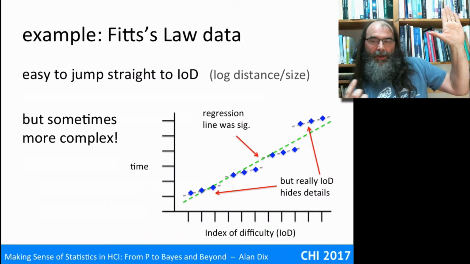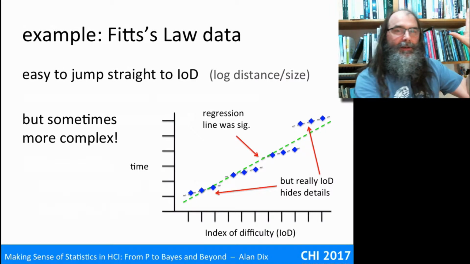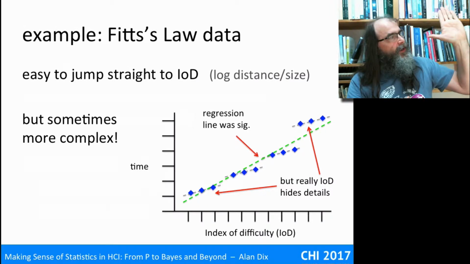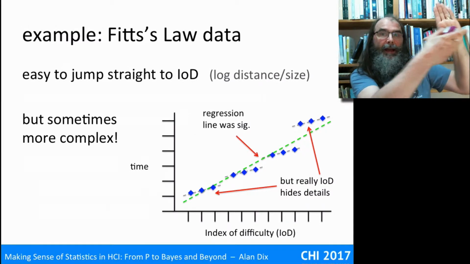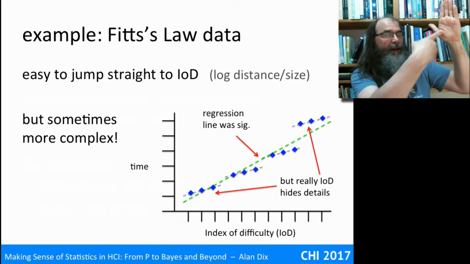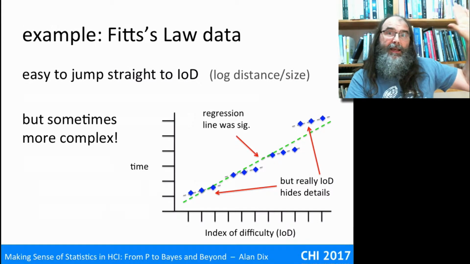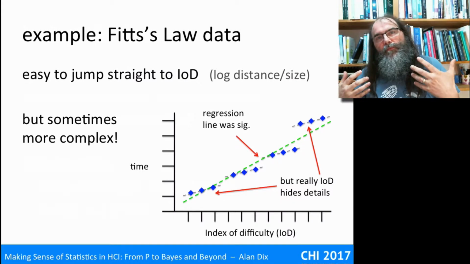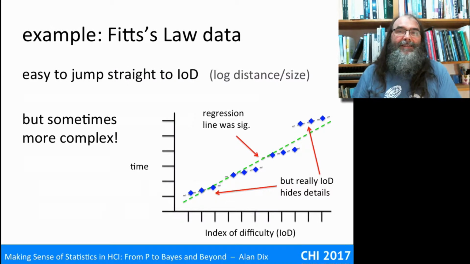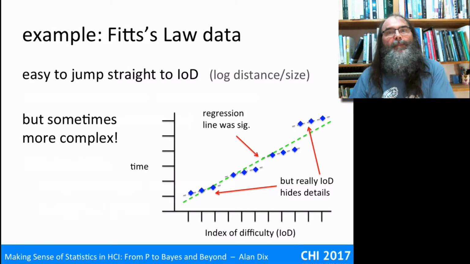Here's a target on the screen. You're trying to hit it with your mouse pointer. I'll use my mouse with that. And the question is, how far do you have to go and how big is it? And the log of the ratio, the distance divided by the size, is your index of difficulty. Fitts' Law says that that is the thing that's critical, or found that was the critical value. When people do experiments, they often assume it's the critical value.